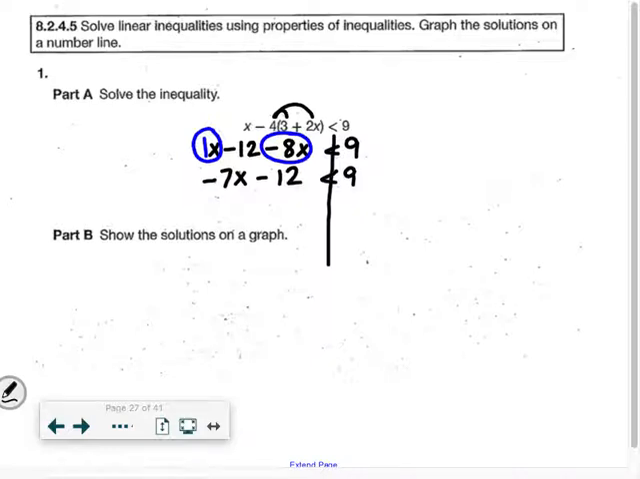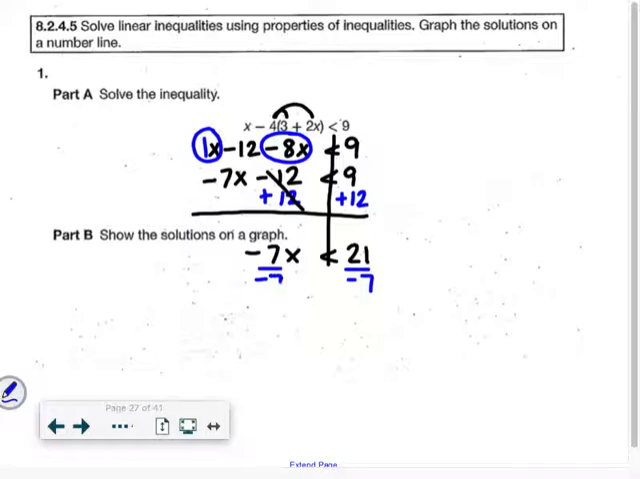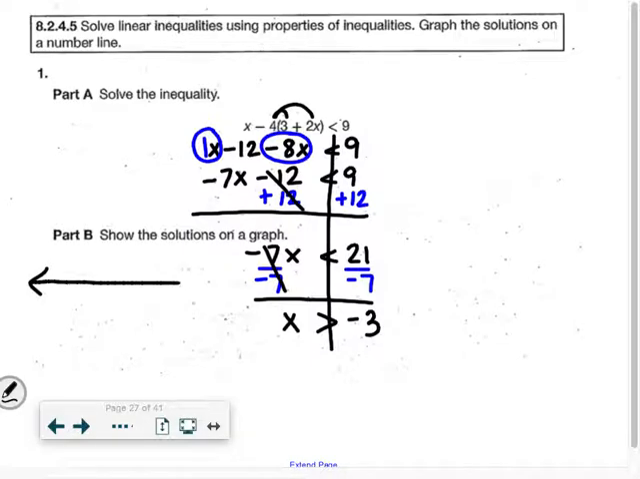My next step, I need to add 12 on each side. So then I have -7x is less than 21. And then I divide by -7. And like I mentioned on the last benchmark, dividing by a negative flips your inequality symbol. 21 divided by -7 is -3. So x is greater than -3.